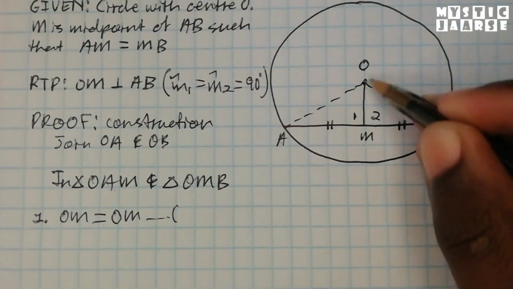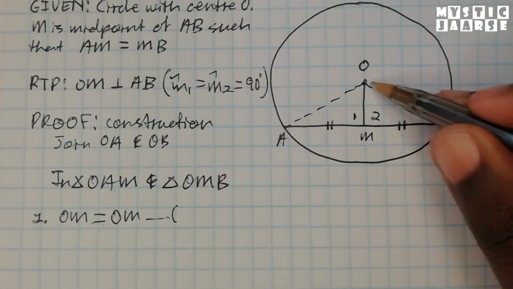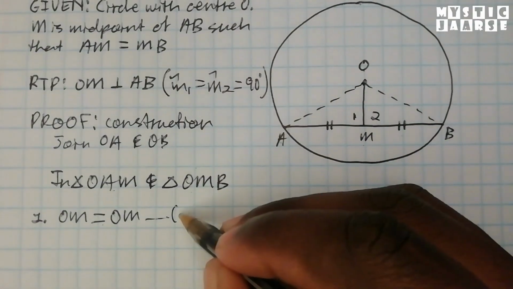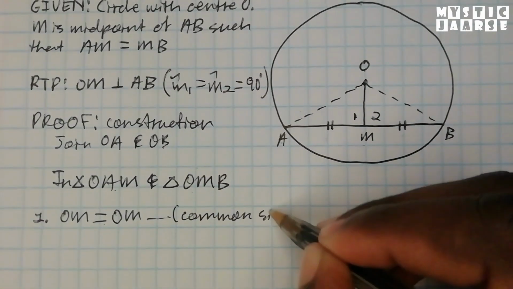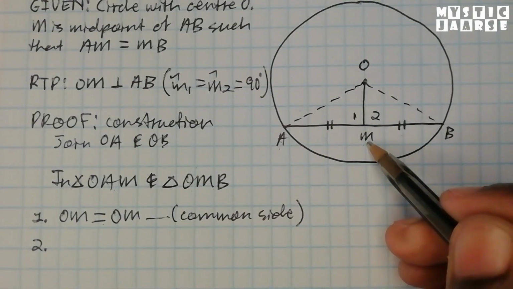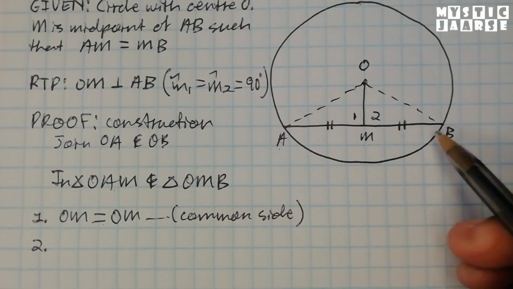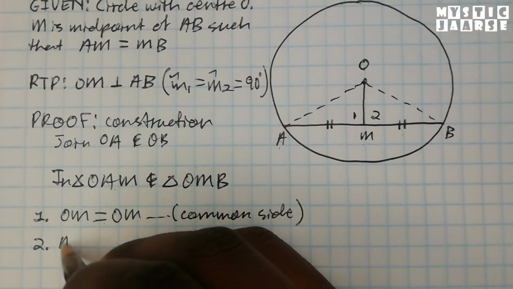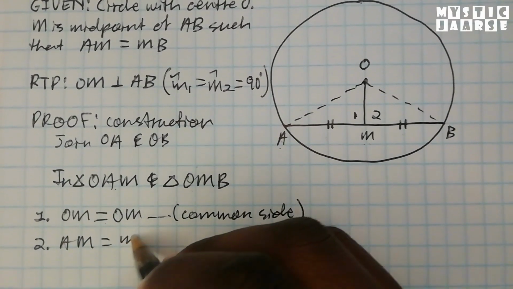The reason we say these two sides of these two triangles are the same is because OM is a common side. Reason number 2, AM is equal to MB because they gave it to us. AM is equal to MB, given.